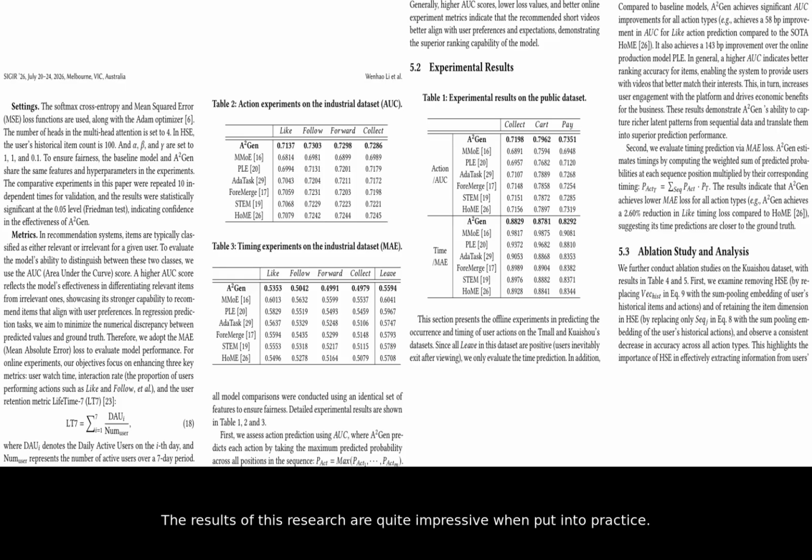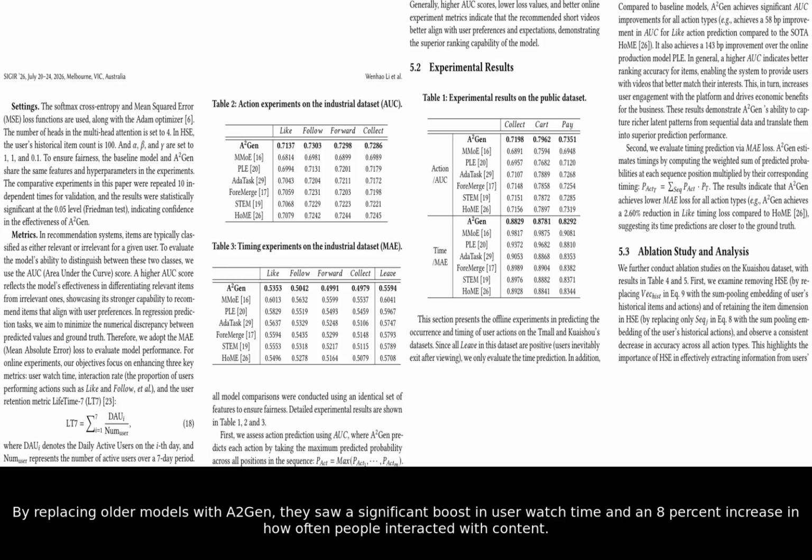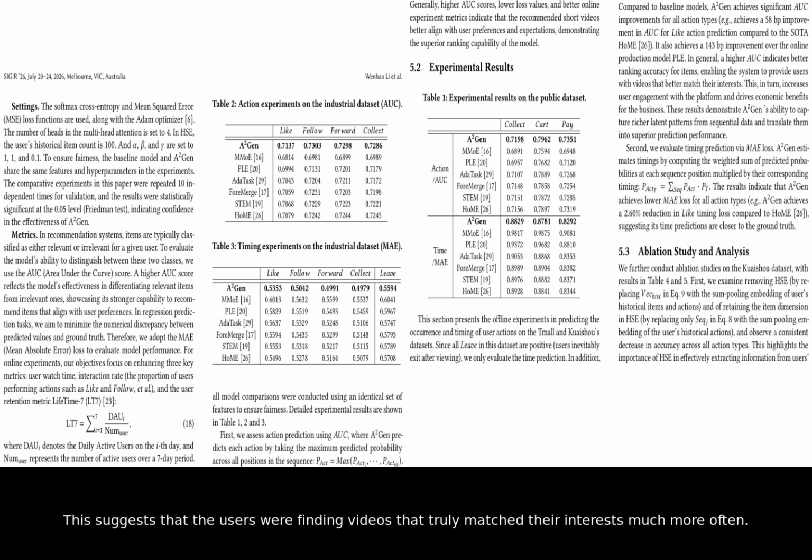The results of this research are quite impressive when put into practice. They tested this on the Kuaishou platform, which serves over 400 million users every single day. By replacing older models with A2Gen, they saw a significant boost in user watch time and an 8% increase in how often people interacted with content. This suggests that the users were finding videos that truly matched their interests much more often.